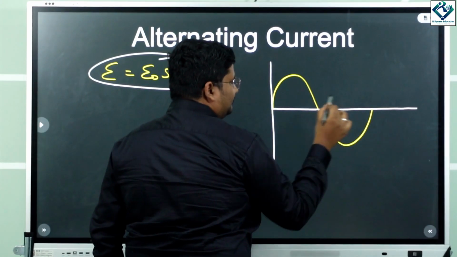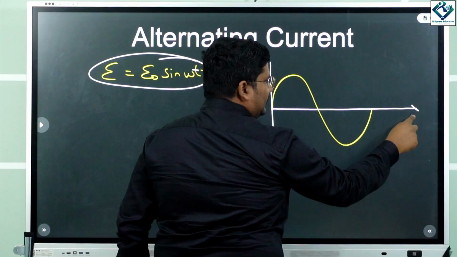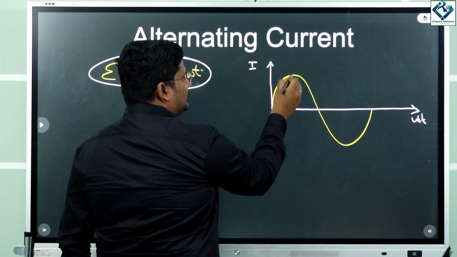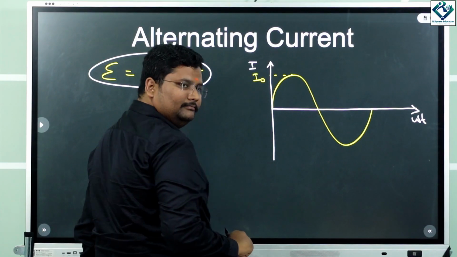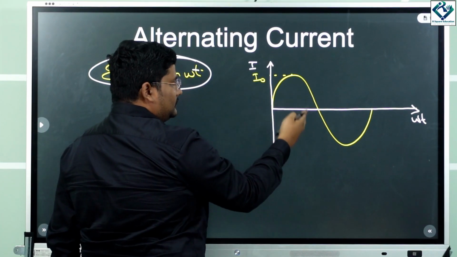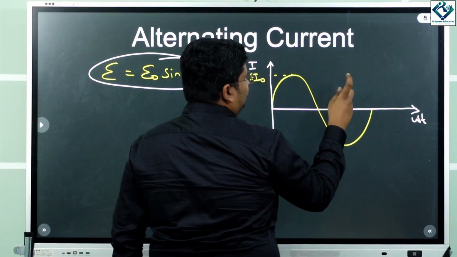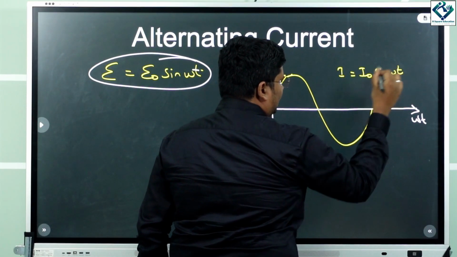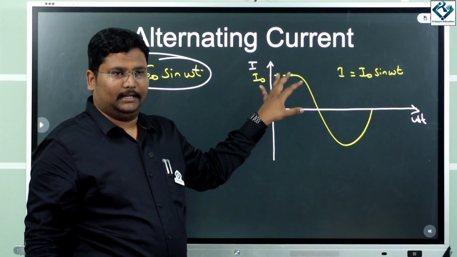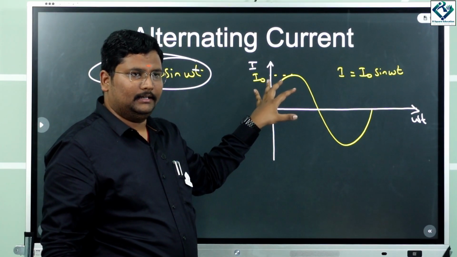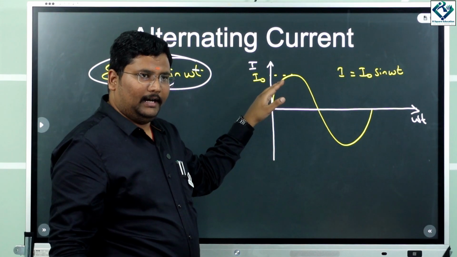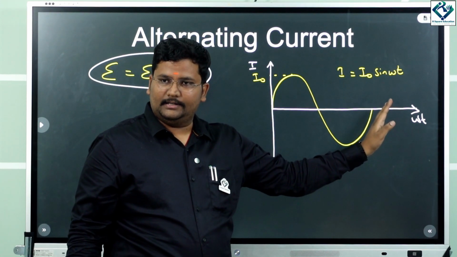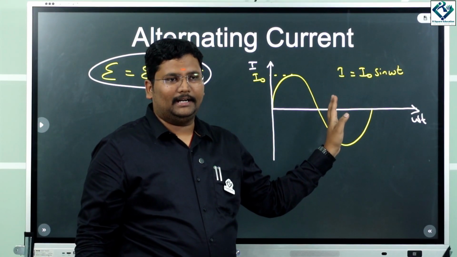So what was the waveform which was arrived at in that case? It was like this. You had omega t here and you had I here, and this is nothing but I naught. The equation for this is I is equal to I naught sine omega t. This is called alternating current. So basically, what is an alternating current? It has the same magnitude and reverses its direction over a period of time. That is what is called alternating current.